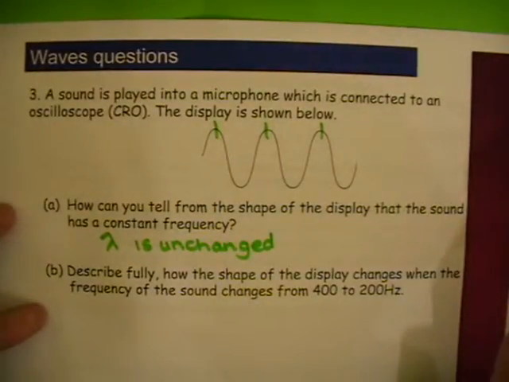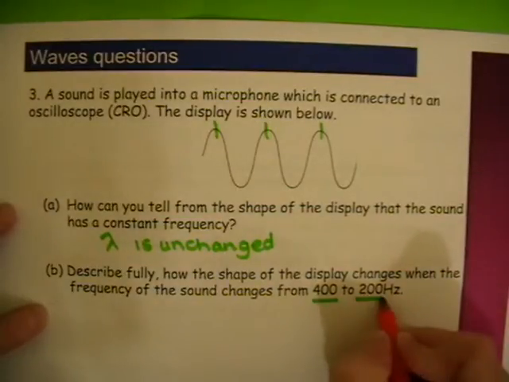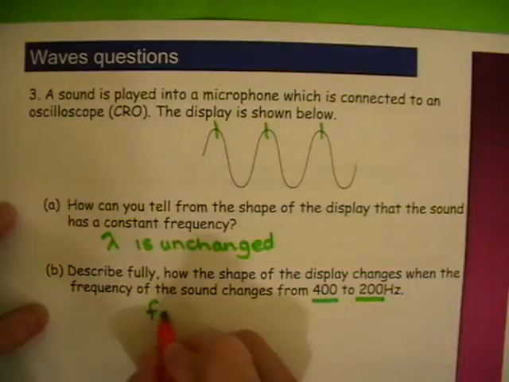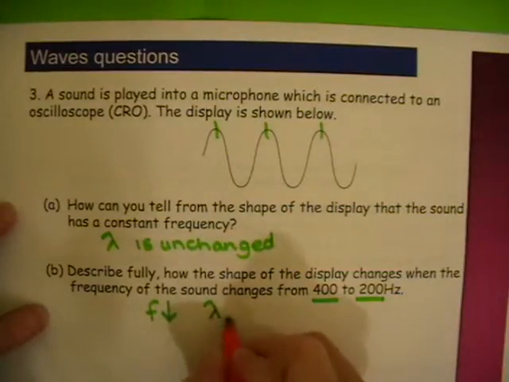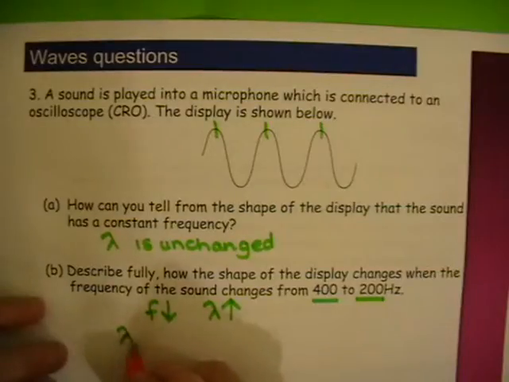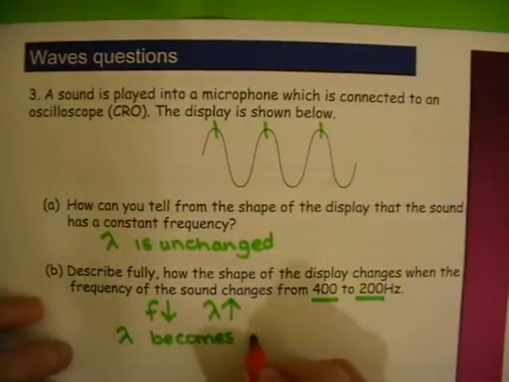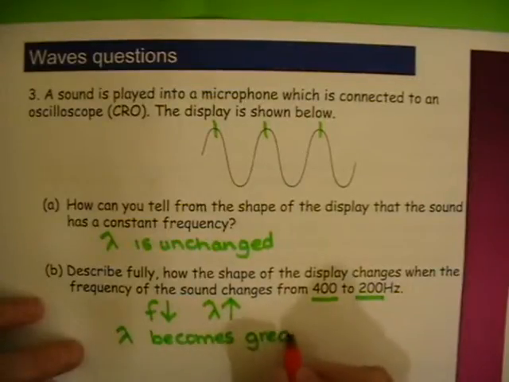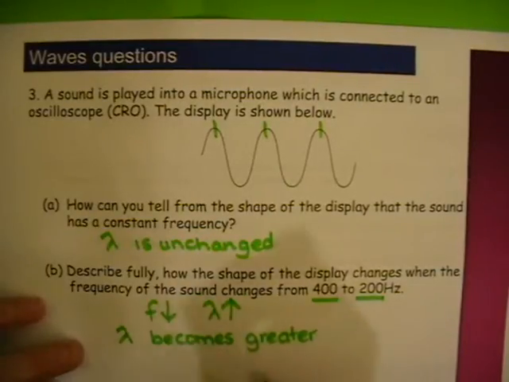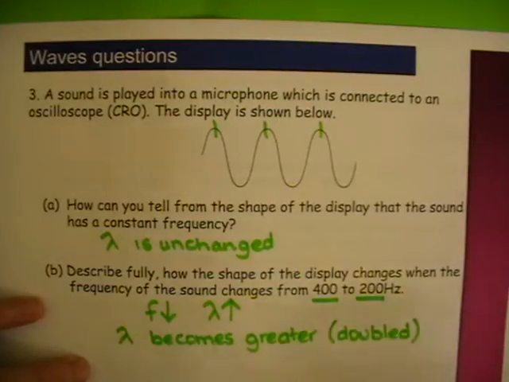Describe fully how the shape of the display changes when the frequency of the sound changes from 400 to 200. So if the frequency goes down, then the wavelength goes up, and therefore lambda becomes greater. And you can be even more specific than that. Because the frequency has been reduced by a half, the lambda has doubled. The wavelength has doubled.